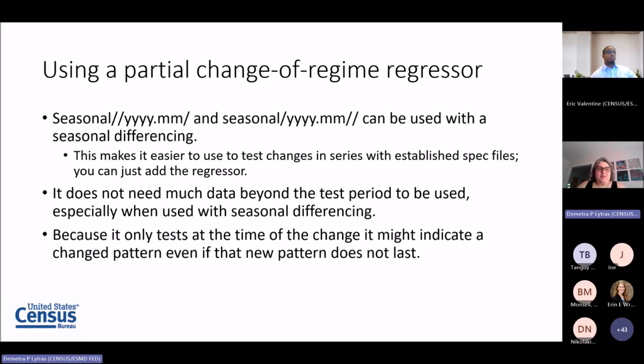The difference with partial change of regime regressors is that they can be used with the seasonal differencing, which makes it easy to test for changes in seasonal pattern if you have established spec files, because all you need to do is add these seasonal regressors. And if you saw my talk with X13 SAM yesterday, X13 SAM will just add these seasonal regressors to your spec files all in one go if you ask it to. It also doesn't need a lot of data beyond the test period in order to be used. You'll see why in just a second.